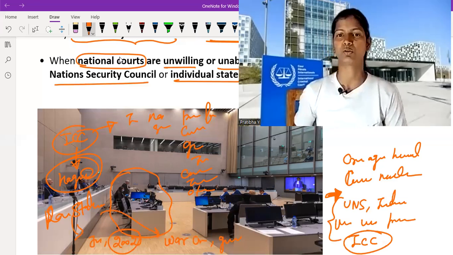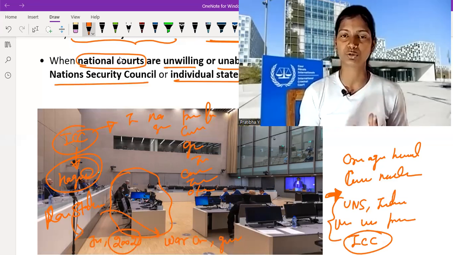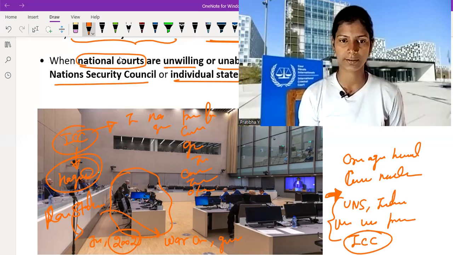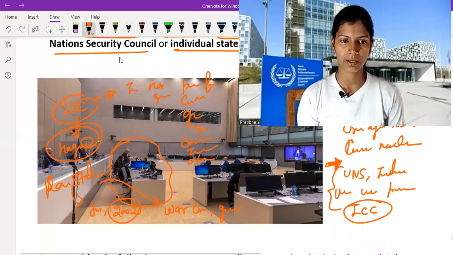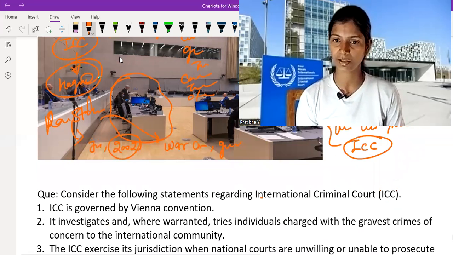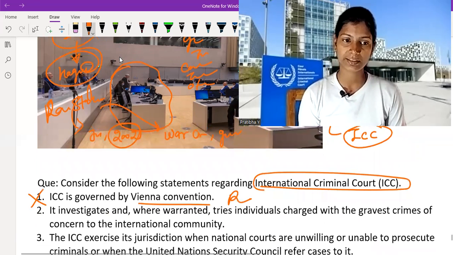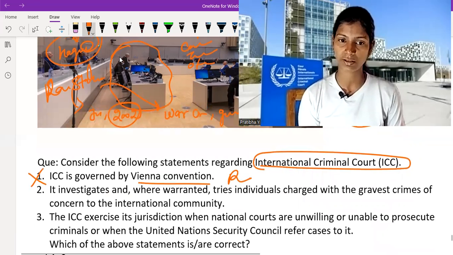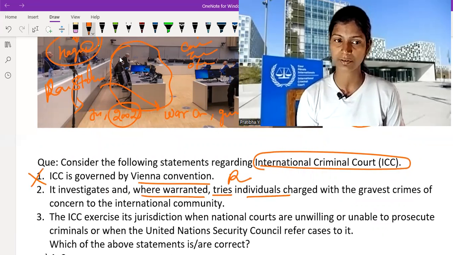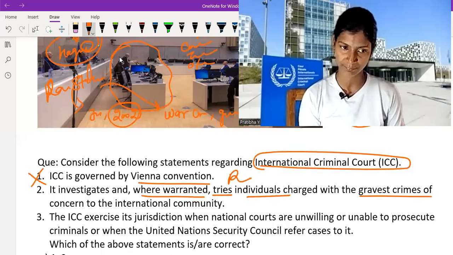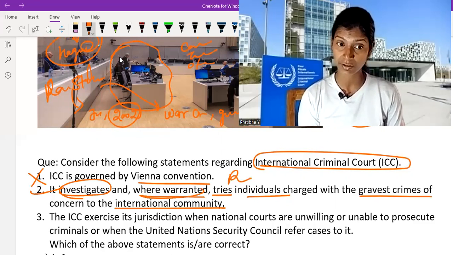I hope you enjoy it and gain some perspective out of it. Now we are going to solve one question based on it. Consider the following statements regarding International Criminal Court. ICC is governed by Vienna Convention, no, Rome Statute, so this one is wrong. It investigates and, where warranted, tries individuals charged with grave crimes of concern to the international community. Yes, that is correct.